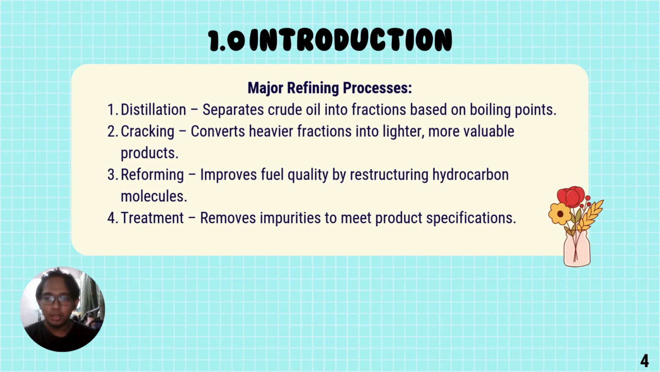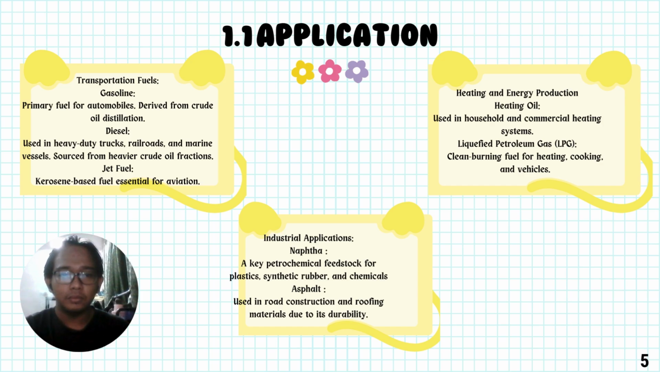So there are four major refining processes: distillation, cracking, reforming, and treatment. For distillation, we separate crude oil into fractions based on boiling point. Cracking converts heavier fractions into lighter and more valuable products. Reforming improves fuel quality by restructuring hydrocarbon molecules. Next is treatment, to remove impurities to meet product specification.